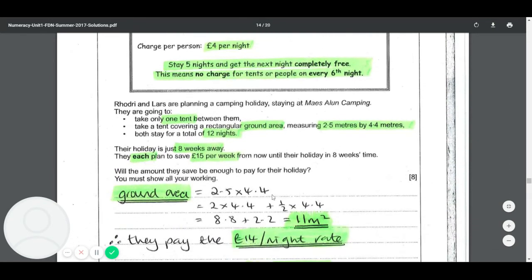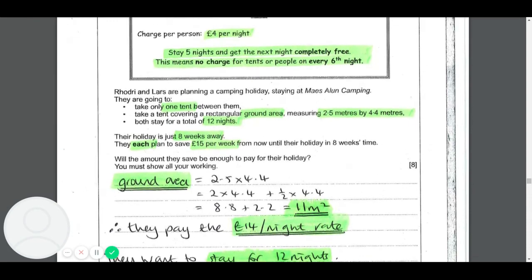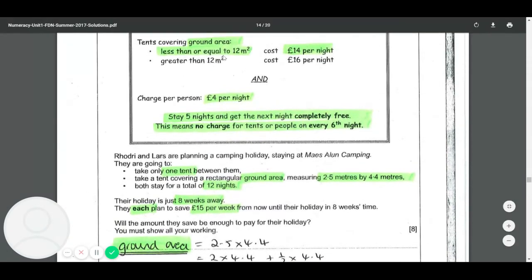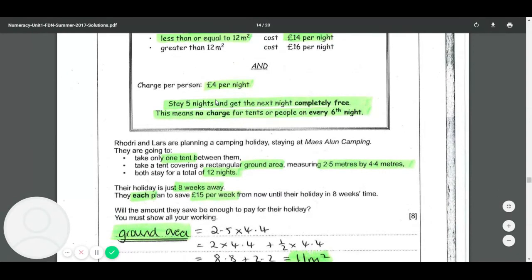So 2.5 times 4.4. Well, you can do it all sorts of different ways. You could do 25 times 44 and put the decimal points back in. You could do 2 lots of 4.4, 0.5 lots of 4.4. Whichever way you do it, you're going to get to 11. So they are in the smaller price range. So they're going to pay £14 per night, and per person £4 per night.